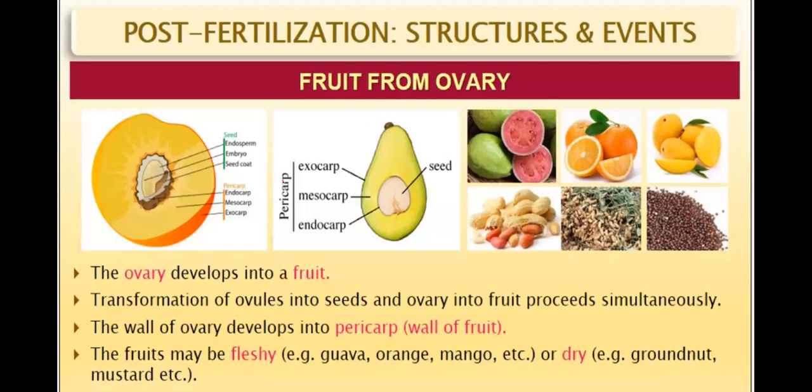Now, fruit from ovary. The ovary develops into a fruit. Transformation of ovule into seed and ovary into fruit proceeds simultaneously. The wall of the ovary develops into pericarp. Pericarp is known as the wall of the fruit. Pericarp is divided into three layers: exocarp, mesocarp, and endocarp. Then inside the fruit there is a seed. The fruit may be fleshy like guava, orange, mango, etc., or dry like groundnut and mustard.